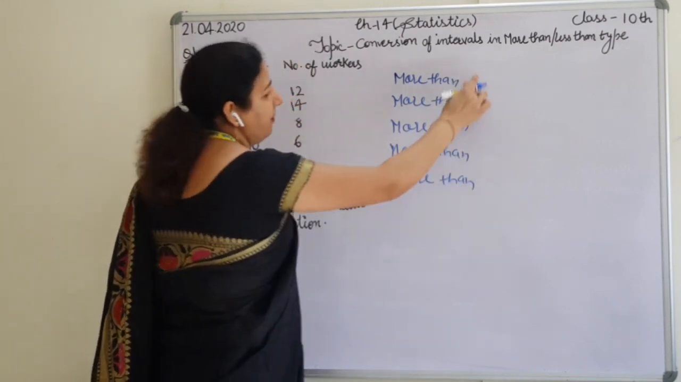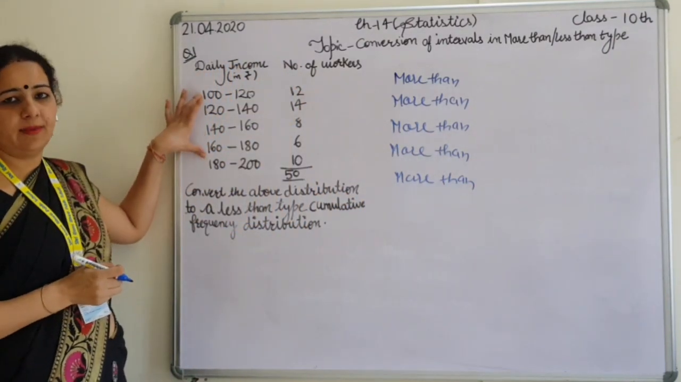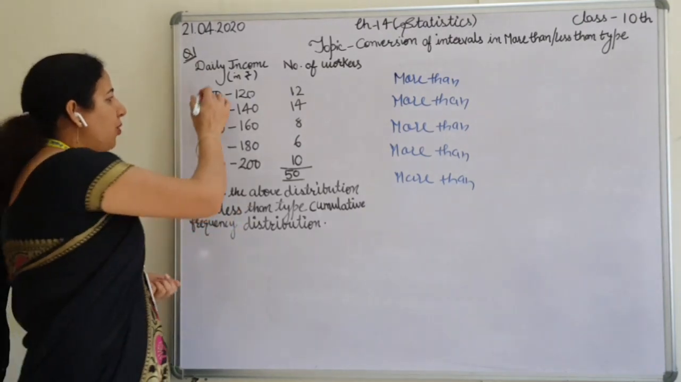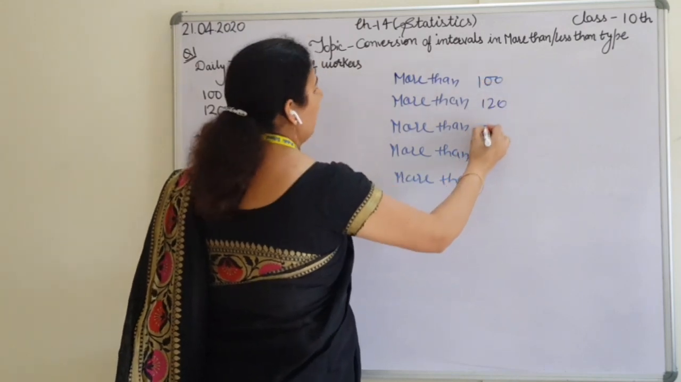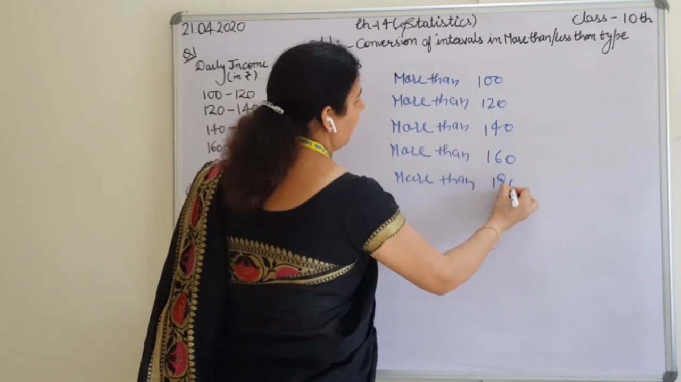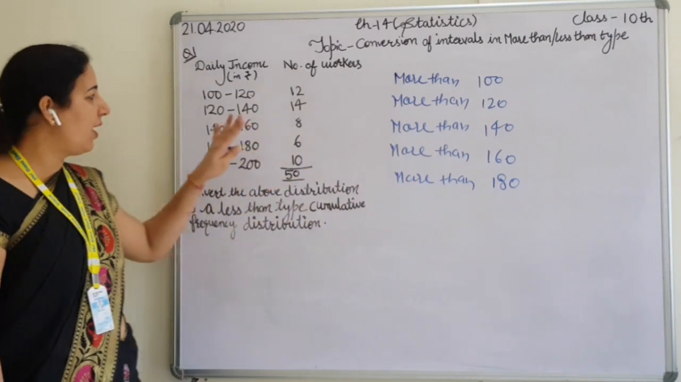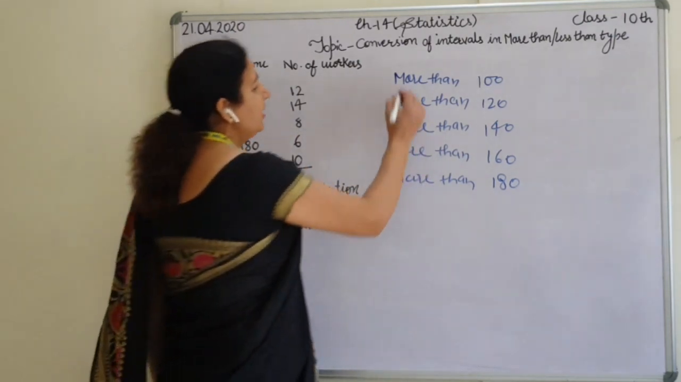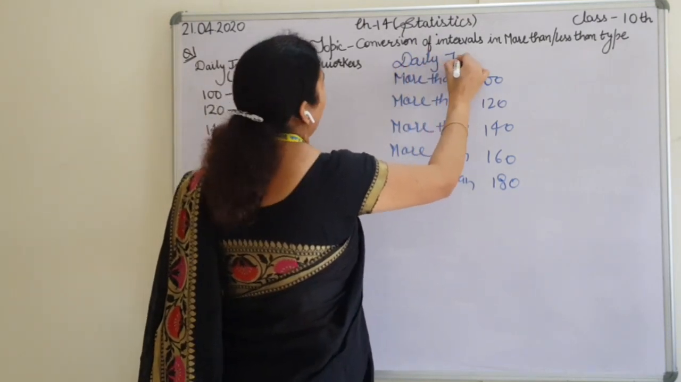Now which numbers will come here? In the more than word, the lower limit will work. Less than, upper limit; more than, lower limit. So more than lower limit will come. So it will be 100, 120, 140, 160 and the last will be 180. If you have changed the more than word, then you have to change the number of workers also. It means you have to change the CF also. This was the daily income.